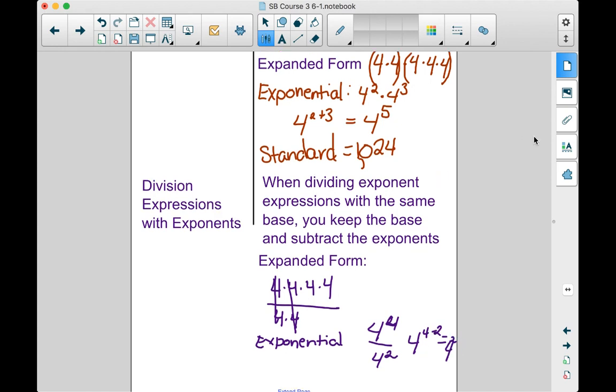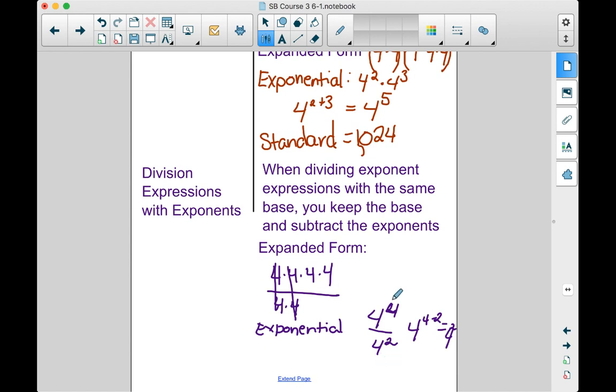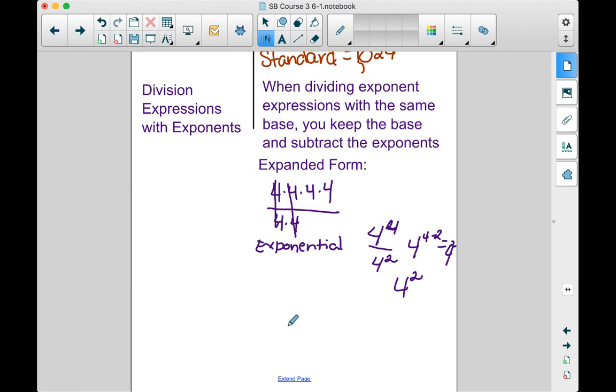And if that was hard to see because I kind of squished it in there, I just want you to know that it's 4 to the power of 2. Now same thing here, if I were to write this in standard form, 4 times 4 is 16. So my standard form is 16. Either of these two would be considered a simplified expression. Okay?